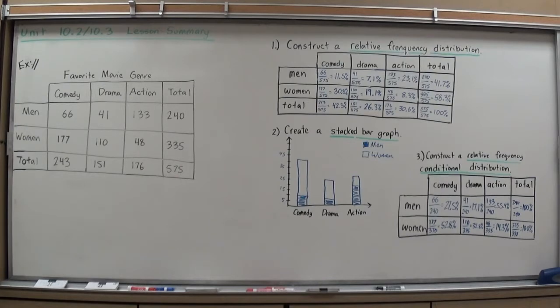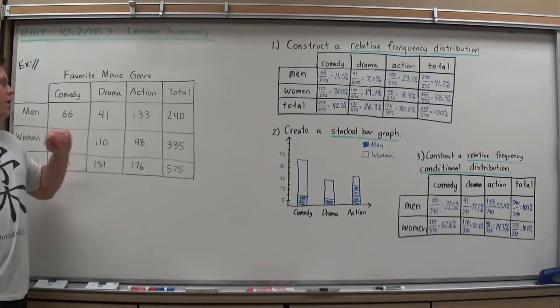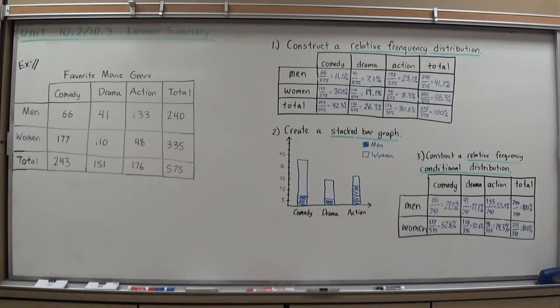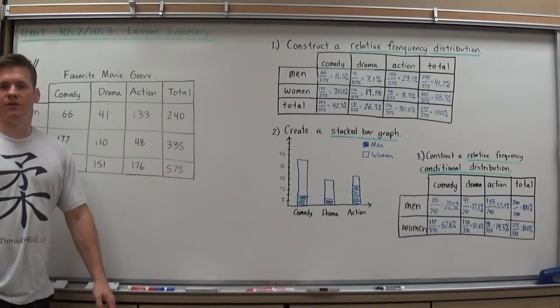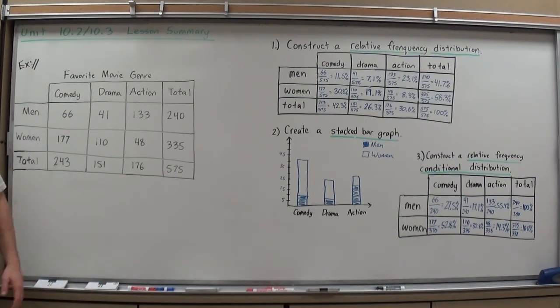I have data for favorite movie genres for men and women. Men in the survey, there were 66 who preferred comedy, 41 drama, 133 preferred action, and they surveyed 240 men total. Women, there were 177 who preferred comedy, 110 preferred drama, 48 preferred action, and there were 335 women total in the survey. And then down here I have the total of all those. 243 in total preferred comedy, 151 in total preferred drama, 176 preferred action, and there were 575 people in the survey. So the first thing I would do here is create a relative frequency distribution.